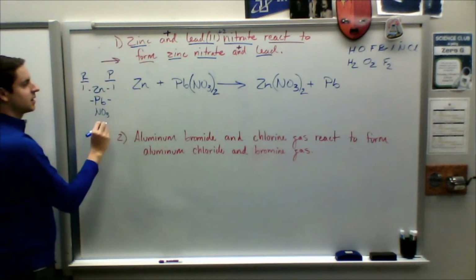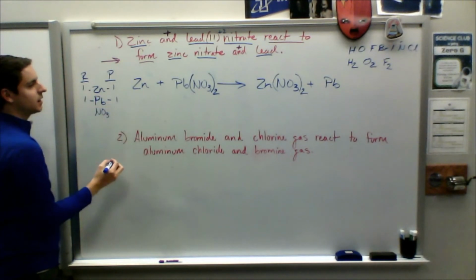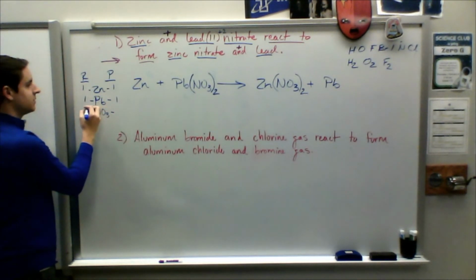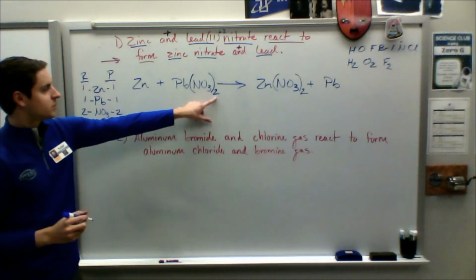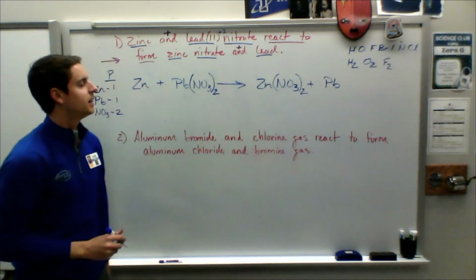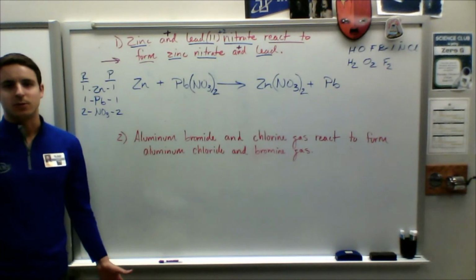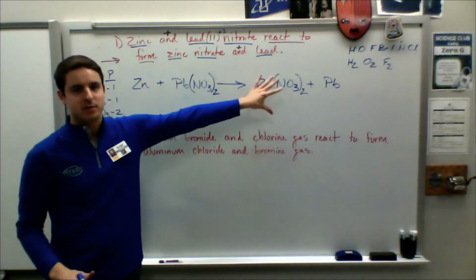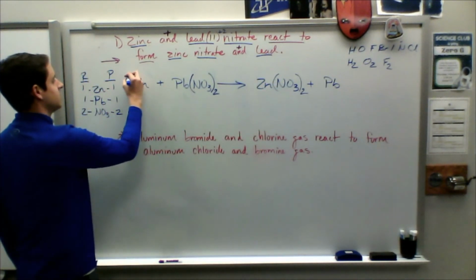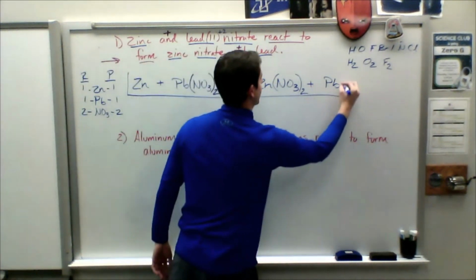Tally them up. I've got 1 zinc on both sides. I've got 1 lead on both sides. And conveniently enough, I have 2 nitrates on both sides as well. 2 nitrates, 2 nitrates. This problem is already balanced. Okay? As long as you can get to this point where you have them set up, you will actually be fine. It is balanced as is.